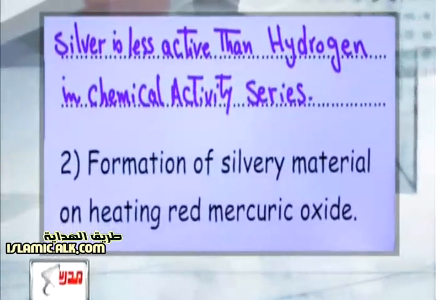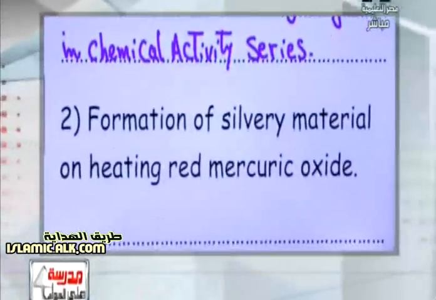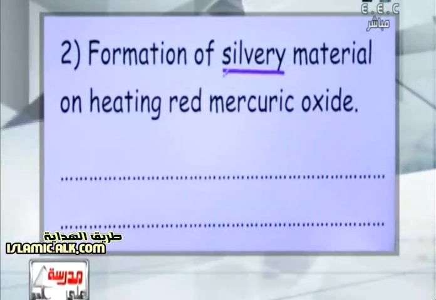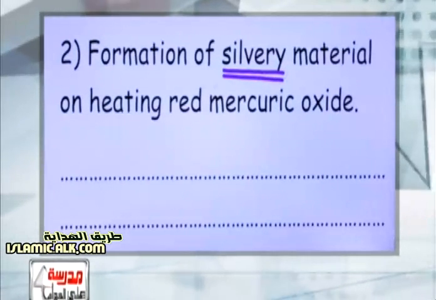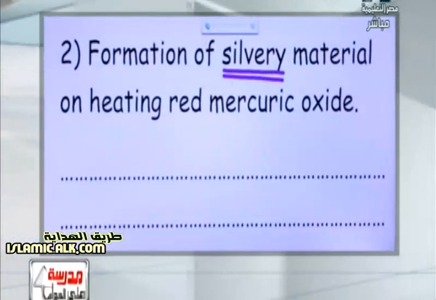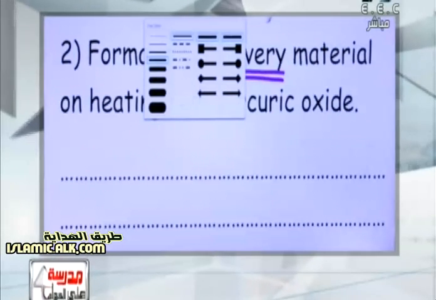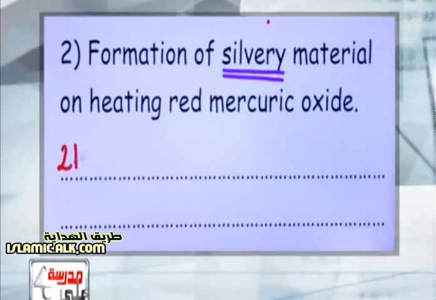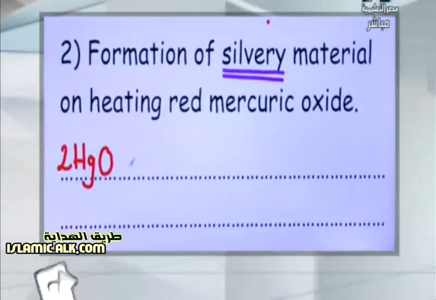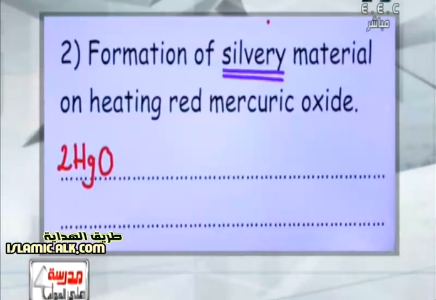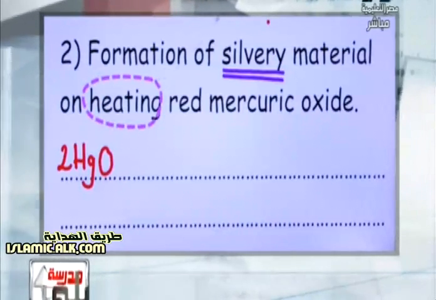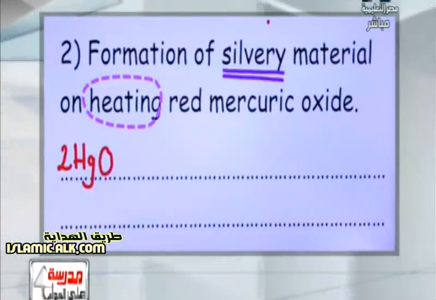Number 2, formation of silvery material on heating red mercuric oxide. Formation of silvery material on heating red mercuric oxide. We can answer according to what? Yes, we can answer according to the chemical equation. Write it like this: 2HgO, red mercuric oxide. On heating, we have thermal decomposition reaction.